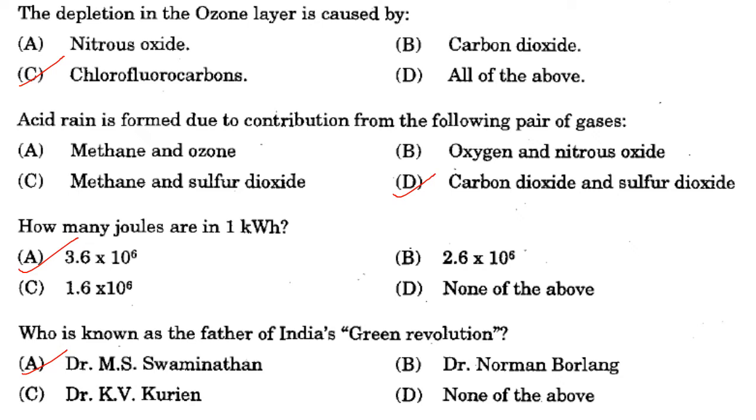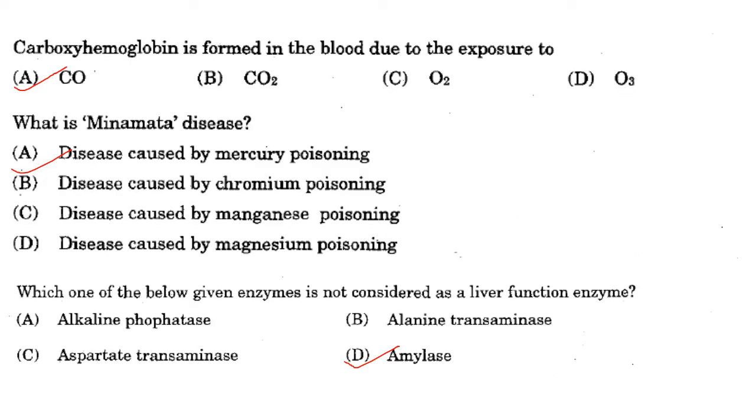Answer is option A. Who is the father of India's Green Revolution? He is Dr. M.S. Swaminathan. Answer is option A. Then, carboxyhemoglobin is formed in the blood due to the exposure to. So, carboxyhemoglobin is formed by binding of carbon monoxide to hemoglobin. So, answer is option A, carbon monoxide or CO. What is Minamata disease? Minamata disease is caused by mercury poisoning. Answer is option A. Then next one.